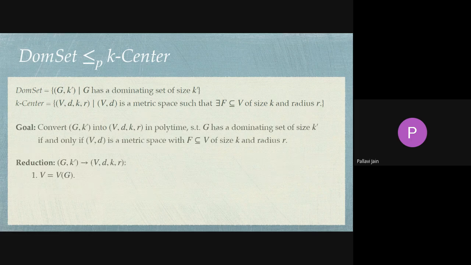Yeah. So like I said, V will be VG, the vertex set of the graph. And here d of u comma u equals 0, and d of u comma v is equal to 1 when u and v are neighbors in G. And when u and v are not neighbors in G, then we put d of u comma v equal to 2. Okay. What will be our k? K will be equal to k prime.